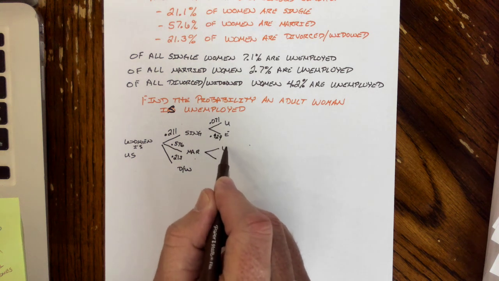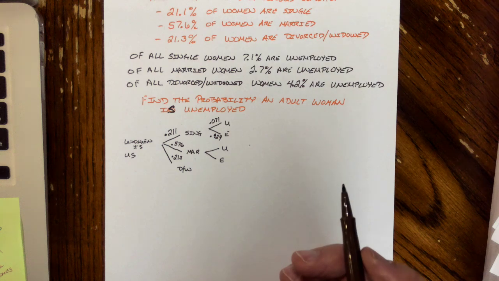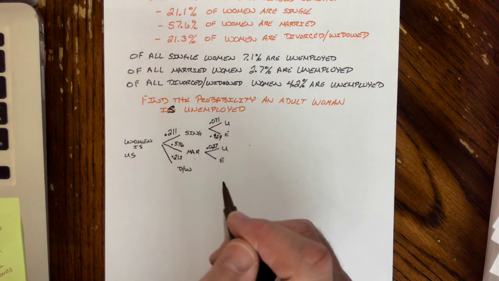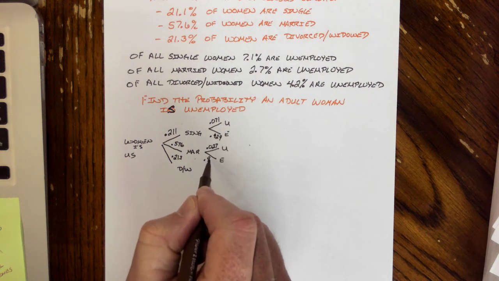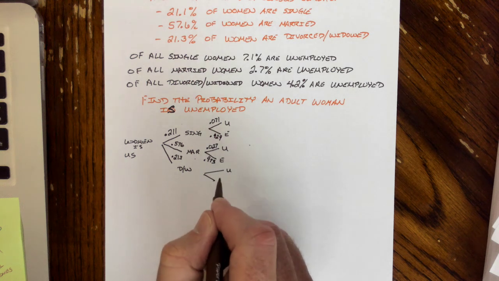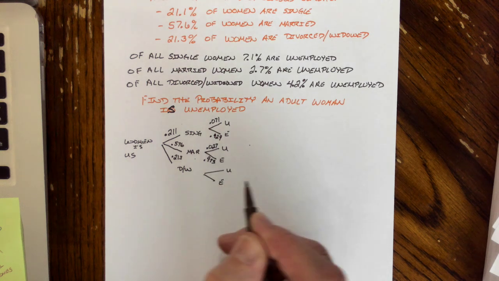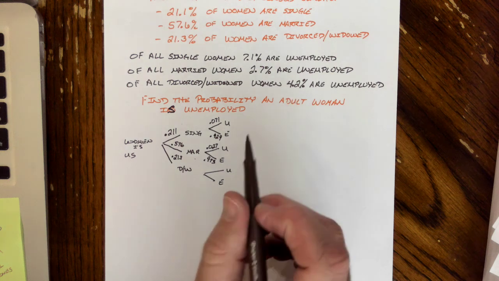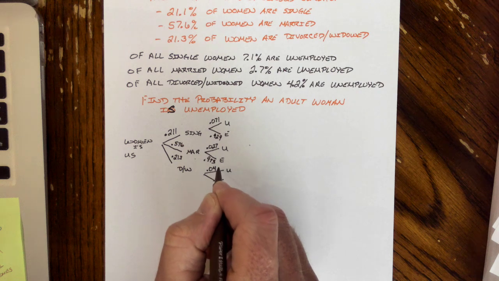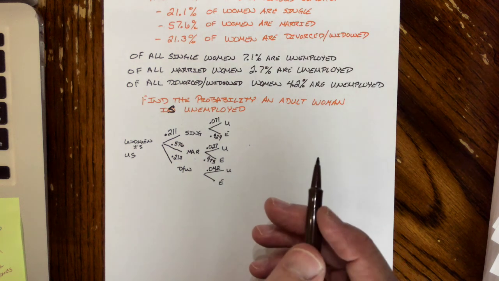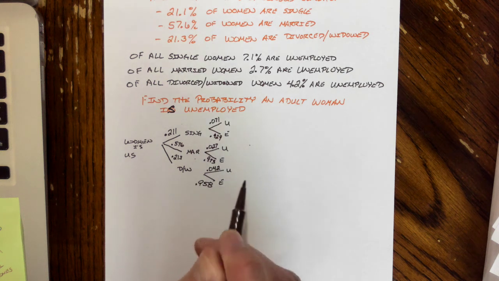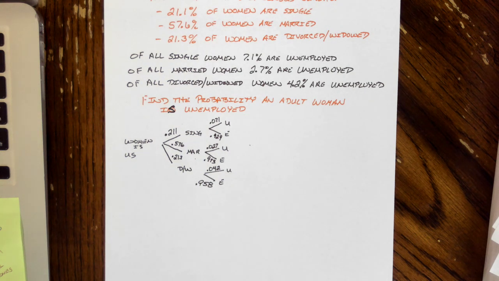Married, same thing, unemployed, employed. So 0.027, meaning 0.973 are employed. And one more time, as we look at this, again, 0.042 of the divorced widowed, sorry. Unemployed, meaning 0.958 are employed. So our focus is the unemployed.